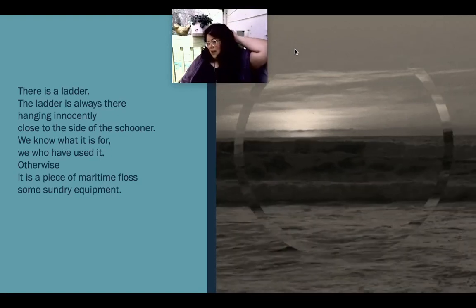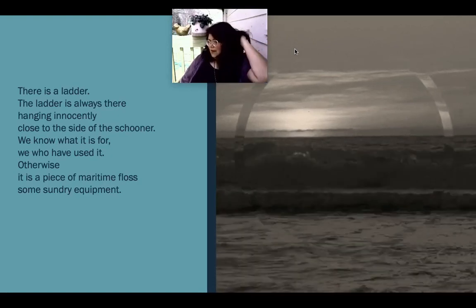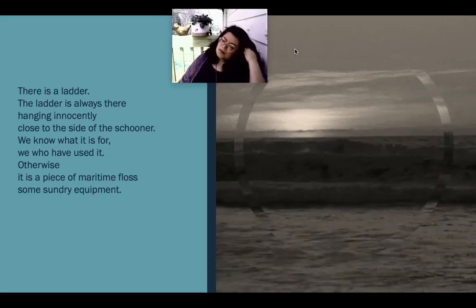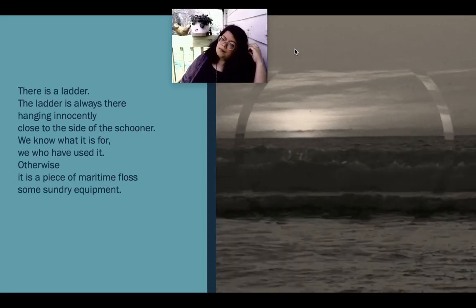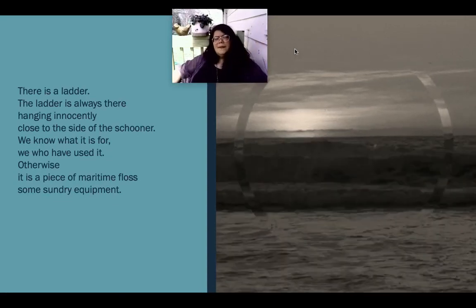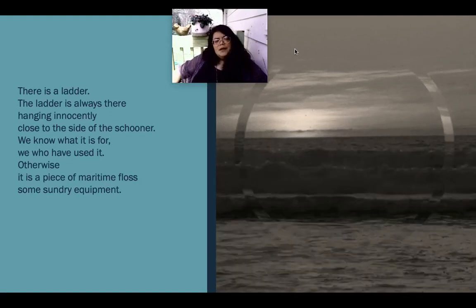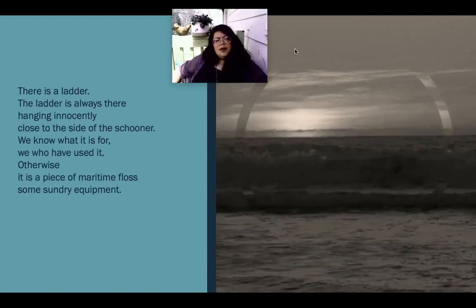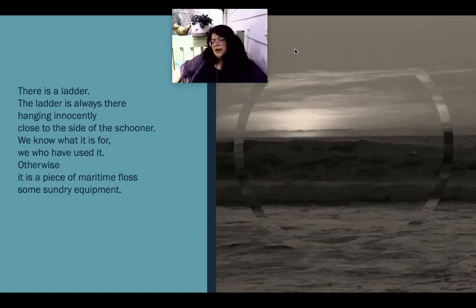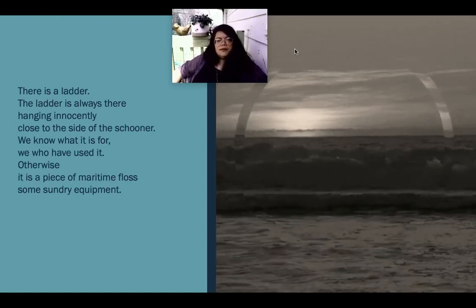We know what it is for. We who have used it. And for everyone else, it is just a piece of maritime floss. It's just superfluous. It's just something that's on a boat, right?